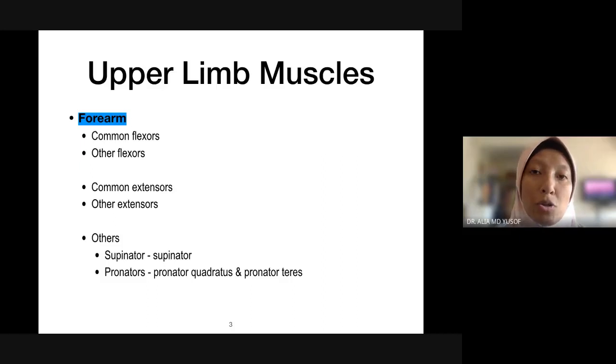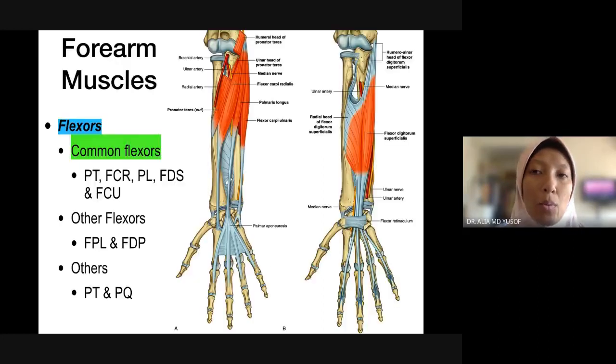On top of the two groups, the forearm muscle has an extra group, which is called the others group. This includes the supinator muscle, pronator muscle, as well as abductor muscles. Now we will look at them one by one, starting with the anterior compartment first. The anterior compartment of the forearm is composed of the flexor muscles, subdivided into common flexors, other flexors, and other group of muscles.